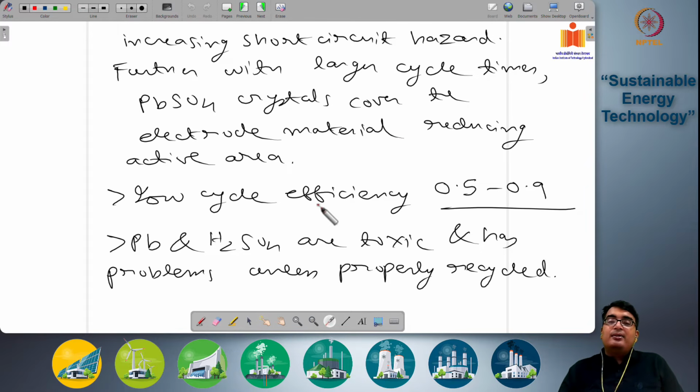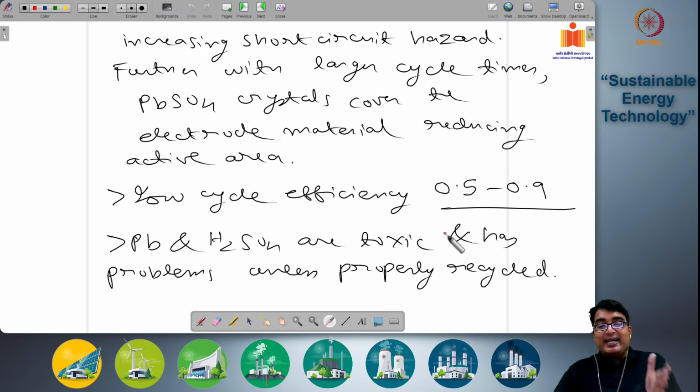And it also has a reasonably low cycle efficiency of around 0.5 to 0.9. Okay, so the cycle efficiency is at the lower end for these kinds of electrochemical cells. Another issue is that lead and sulfuric acid are toxic and have environmental problems unless properly recycled.